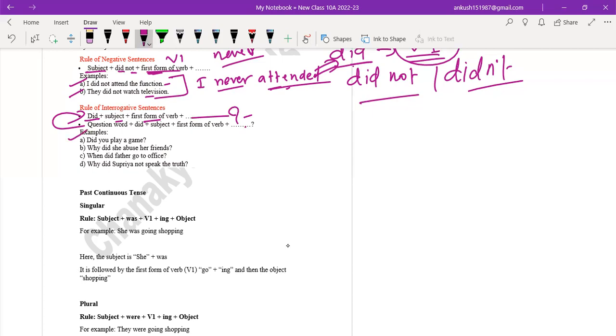Did you play a game? Why did she abuse her friends? When did father go to office? Why did Supriya not speak the truth? Okay, such sentences can be made over there.